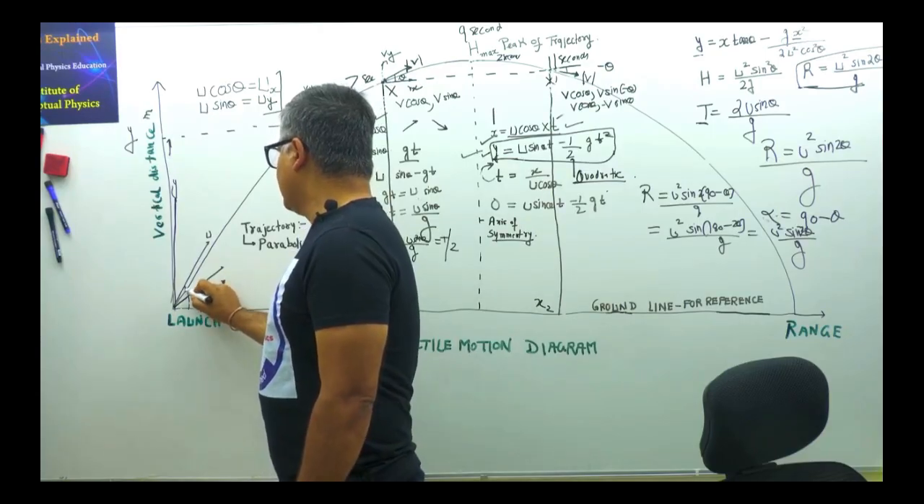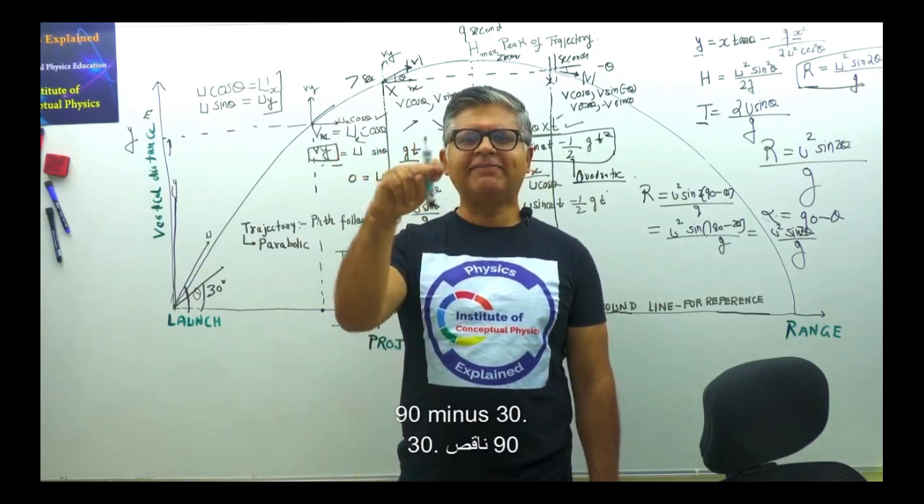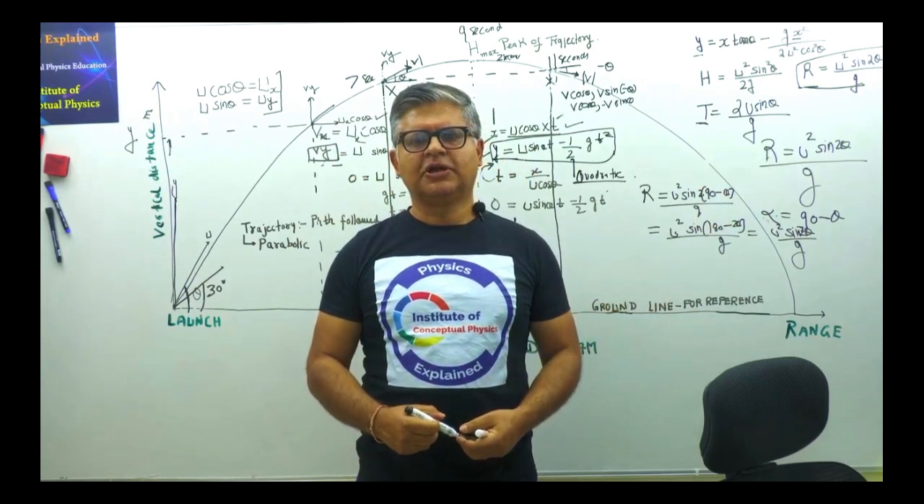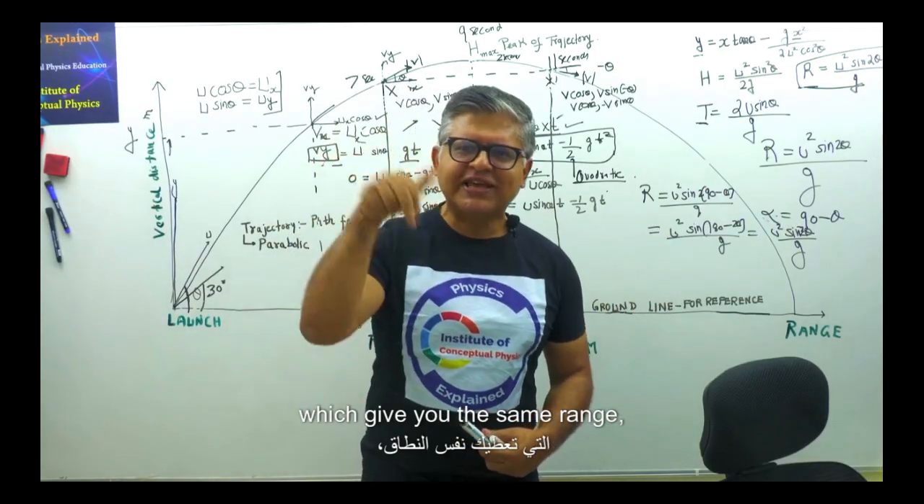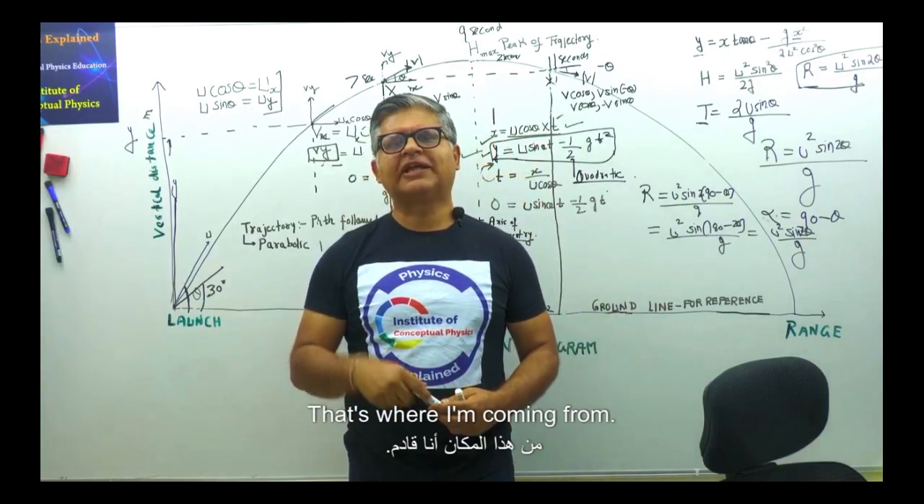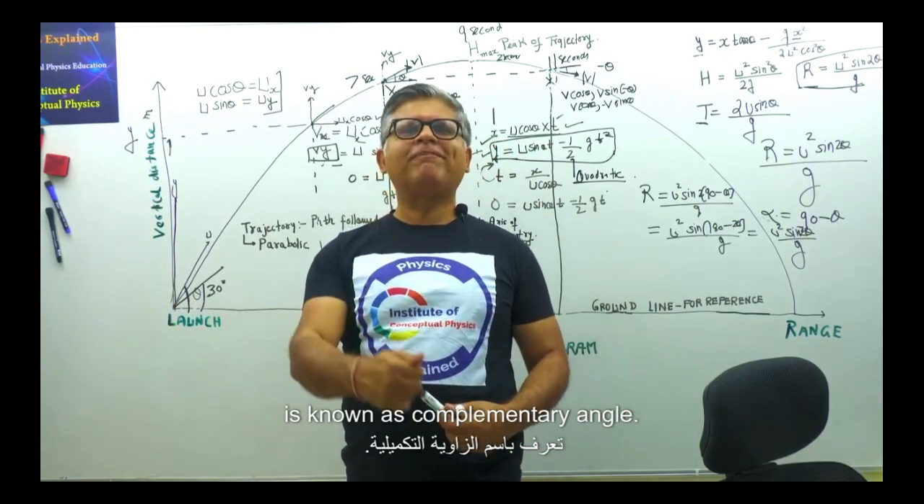Now your angle is 60 degree. 90 minus 30. Your range does not change. So there are two thetas which give you the same range, quadratic, two solutions. That's where I'm coming from. This concept is known as complementary angle.